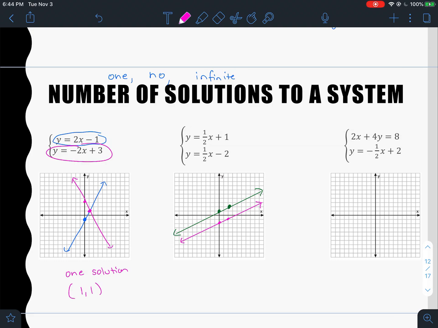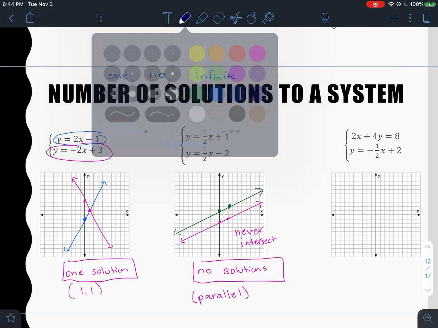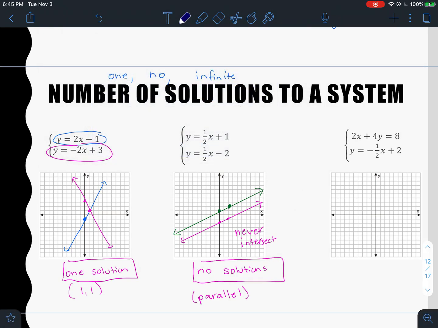And then remember, we want to know where these two lines intersect. Well, that pink line and the green line are never going to intersect, so how many solutions will they have? These have no solutions. What else do we call those two lines? They're parallel. When two lines are parallel, they're never going to intersect, so they have no solutions because they'll never intersect each other.